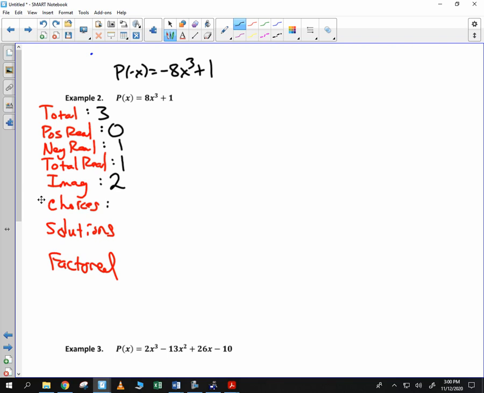My choices, I have 1 here, and 1, 2, 4, and 8 there. So we have plus or minus 1, plus or minus 2, plus or minus 4, and plus or minus 8. This is one that factors as well. It is the sum of cubes.